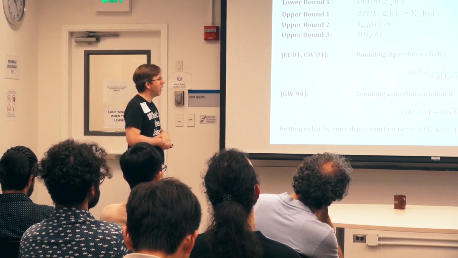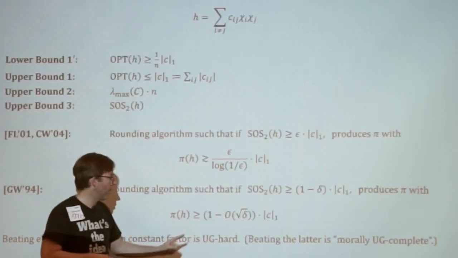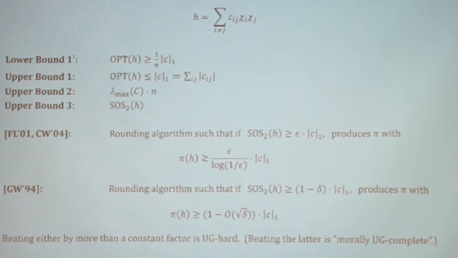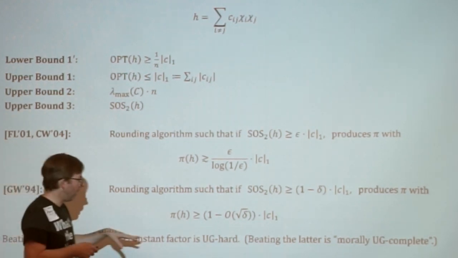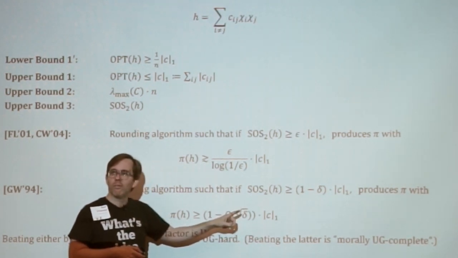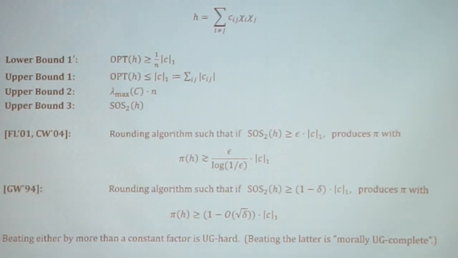And by the way, you might hope to make this better than epsilon over log 1 over epsilon, or you might hope to make this better than root delta, but we know that actually doing this is probably hard. It's unique games hard up to the constants. And this one is, at least I feel, morally unique games complete, like trying to get 1 minus delta to the 0.51 here is kind of the same as the unique games conjecture.